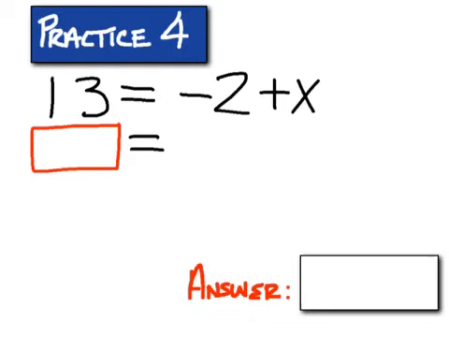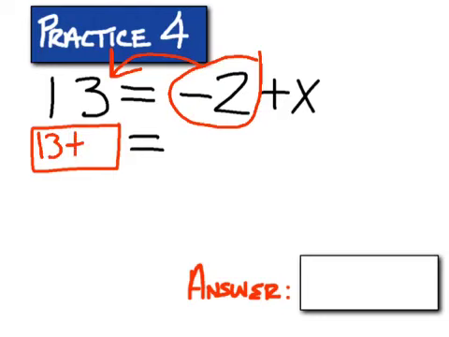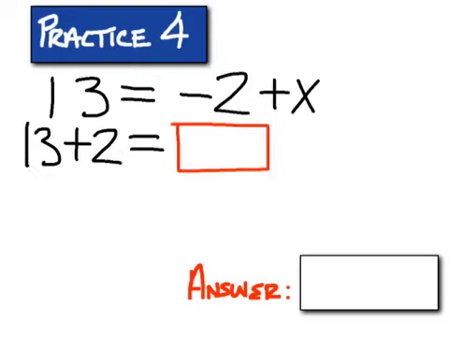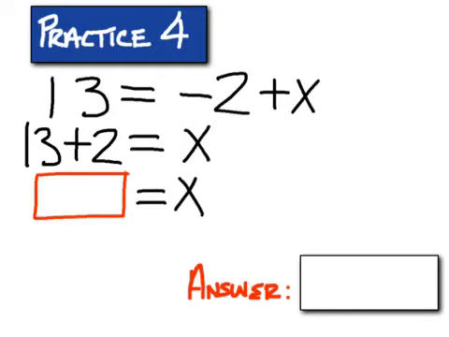Practice problem number 4. Okay, for this one, our first step, x is positive, so we're going to leave it. All we need to do is take our negative 2 and take it to the other side. When we take our negative 2 to the other side, what happens? It becomes a plus 2. Right, becomes a positive 2. Okay, what's on the right side after we move our number? Alright, now bring up the final answer. Okay, final answer was 15.